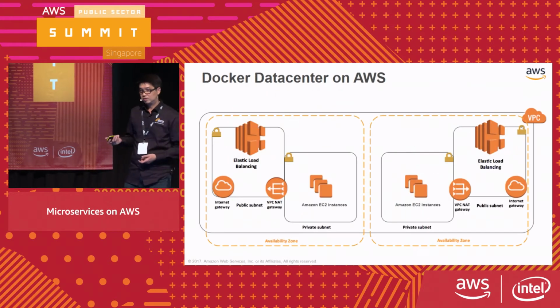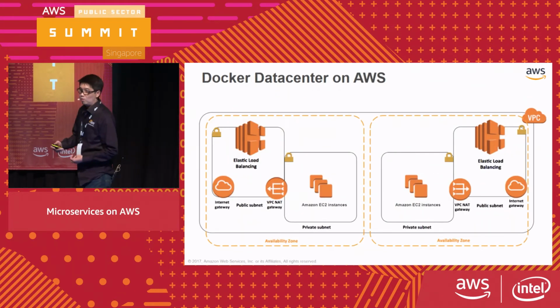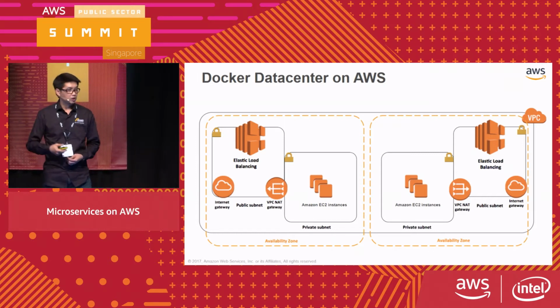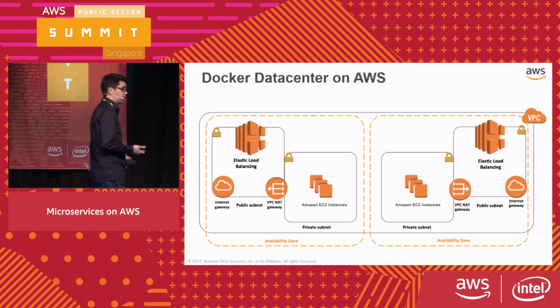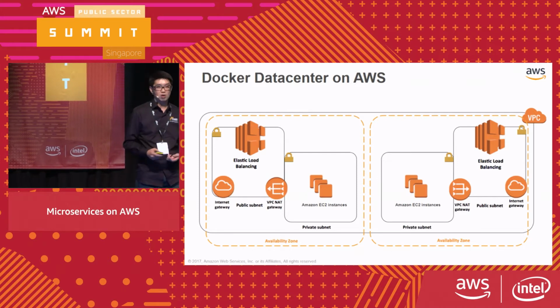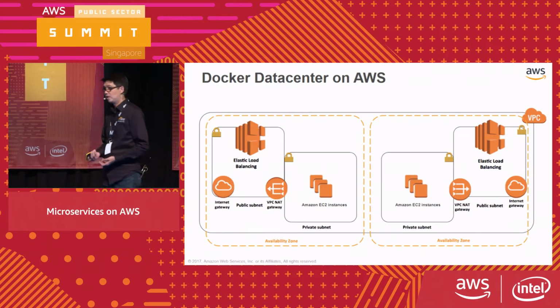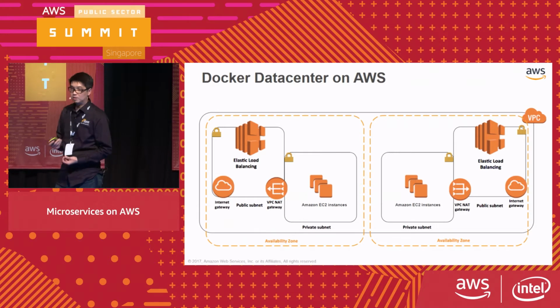So how do you deploy containers on AWS today? Well, we already support Docker Datacenter on AWS. What you have to do is deploy the Docker Datacenter on EC2 or what have you, or you might even be looking at Docker Swarm. All these are supported today.